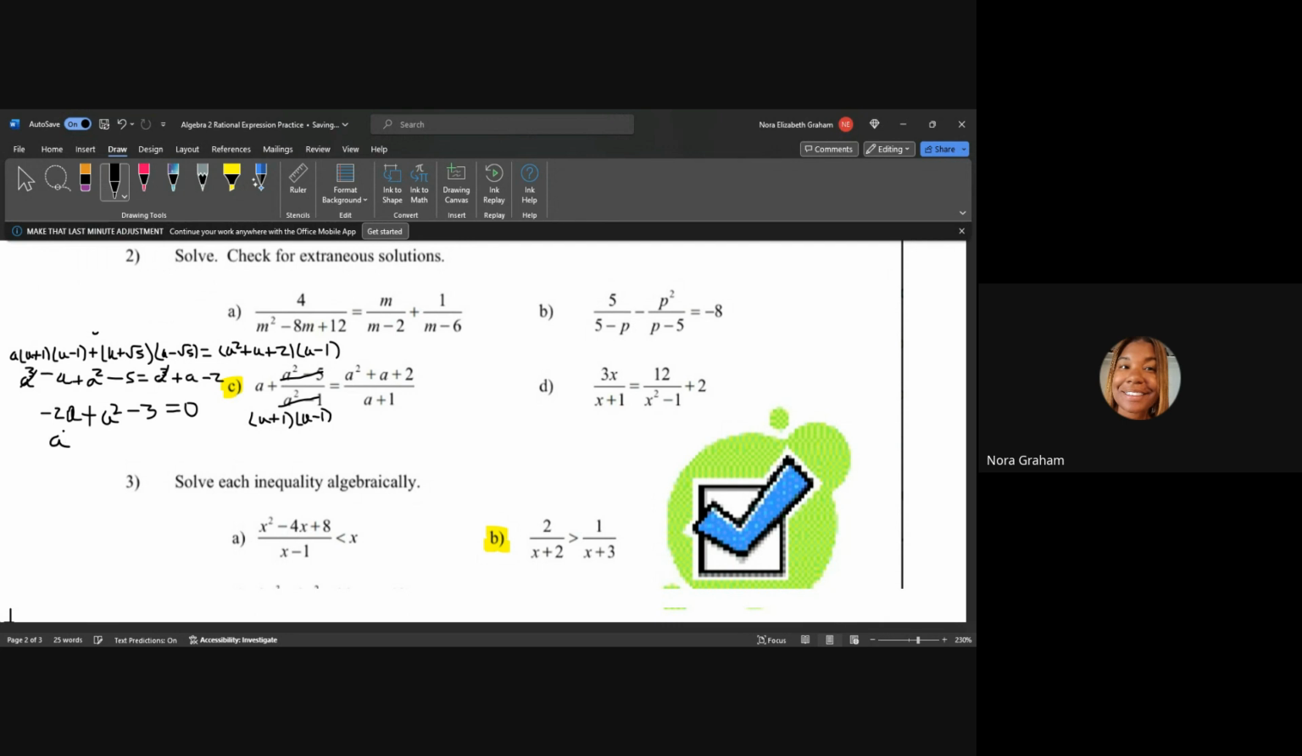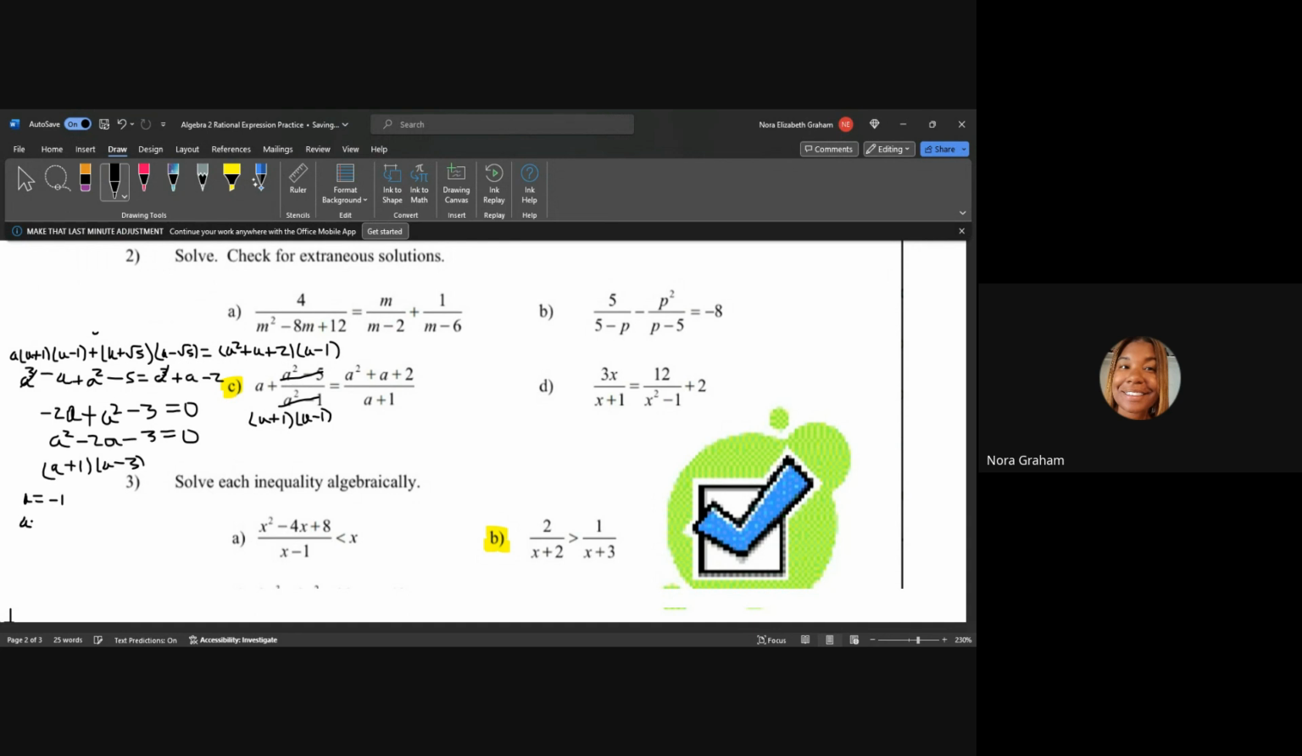Let me rewrite this so we can see it in better terms and see if we can factor. I'll get a squared minus 2a minus 3 equals 0. I can factor this. Two numbers that multiply to get me negative 3, but then add together to get negative 2 are going to be 3 and 1. So a plus 1 and a minus 3. I set these both equal to 0 so I can see my possible solutions. I get a can equal either negative 1 or a can equal 3.